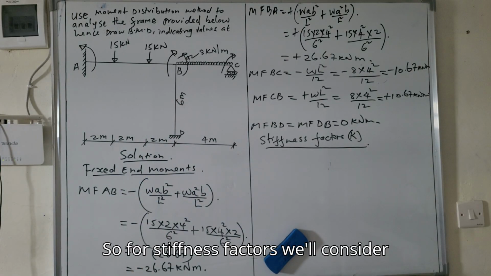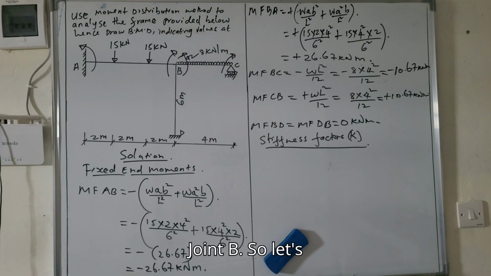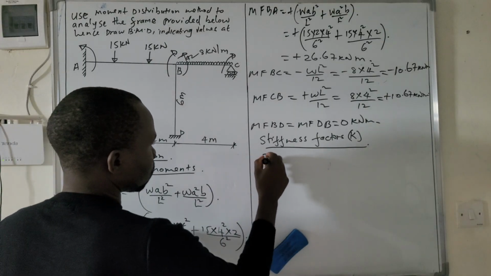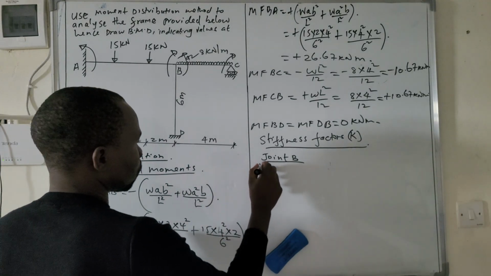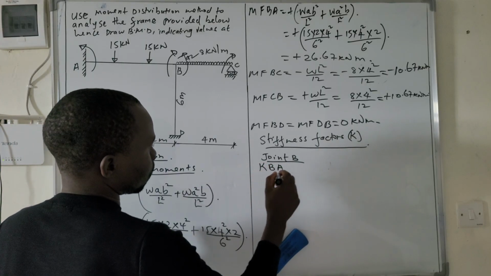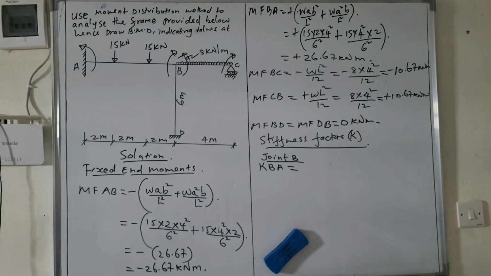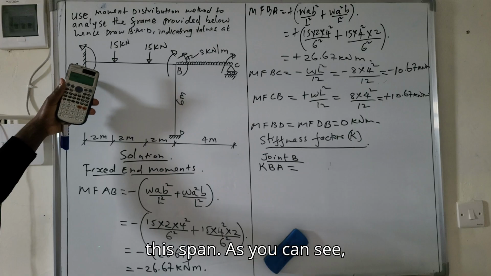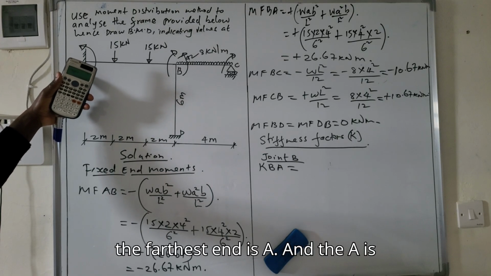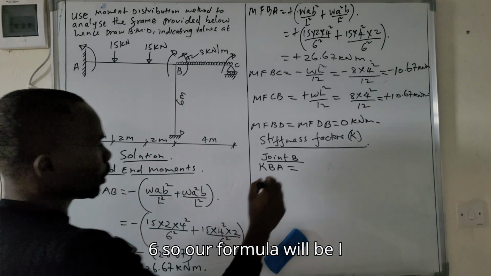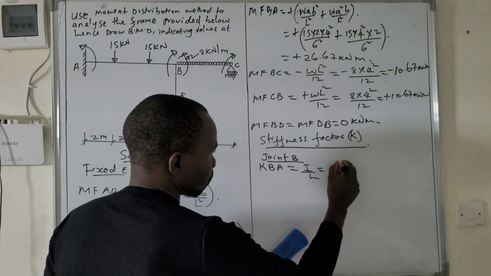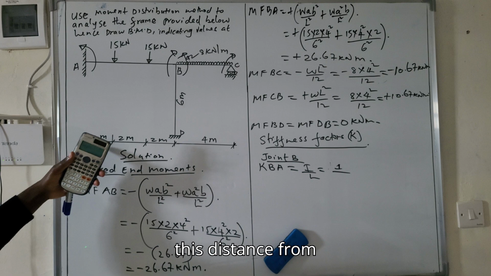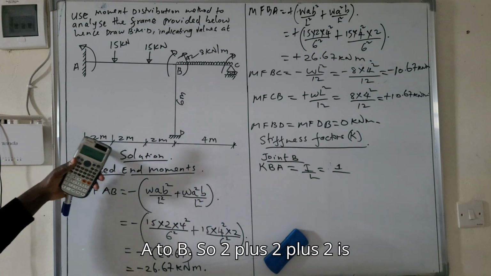So for stiffness factors, we will consider joint B. Joint B will have KBA, which is the farthest end of this span. As you can see, the farthest end is A, and A is fixed. So our formula will be I over L. Because I is constant, we'll write 1 over L. The L is this distance from A to B, so 2 plus 2 plus 2, 6.